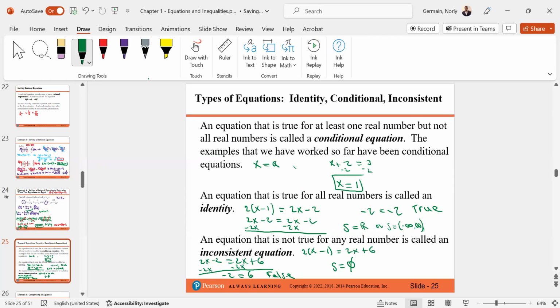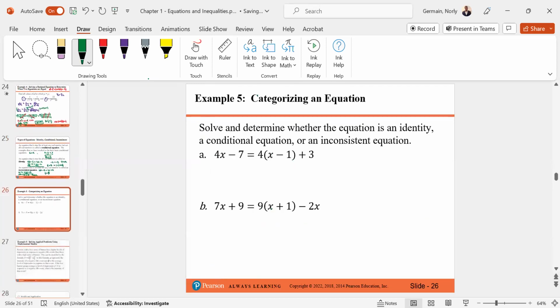You can say no solutions, or you just say it's inconsistent. So if a true statement results, the equation is an identity, that is, all real numbers. If a false statement results, the equation is inconsistent with no solutions. Now, in the homework, you might see a variety of examples where we ask you to determine if the equation is inconsistent, conditional, or an identity.